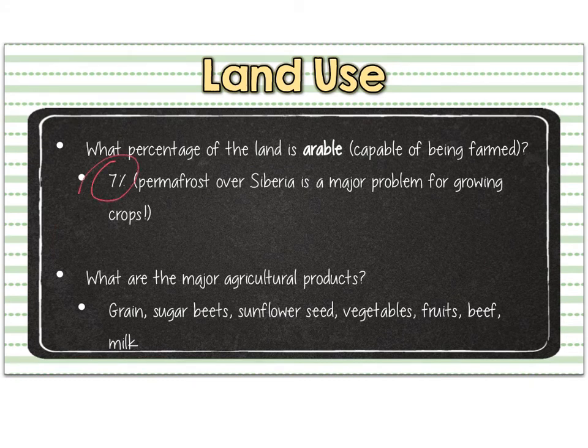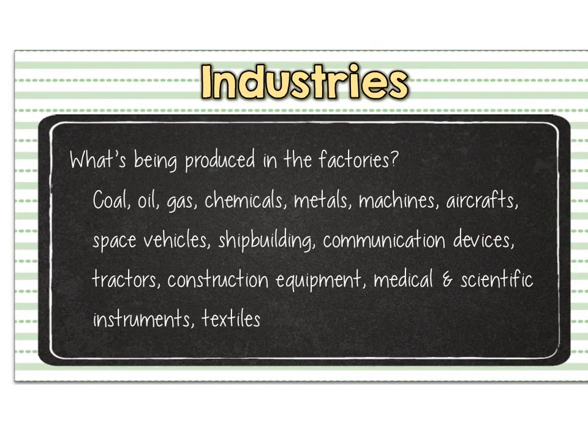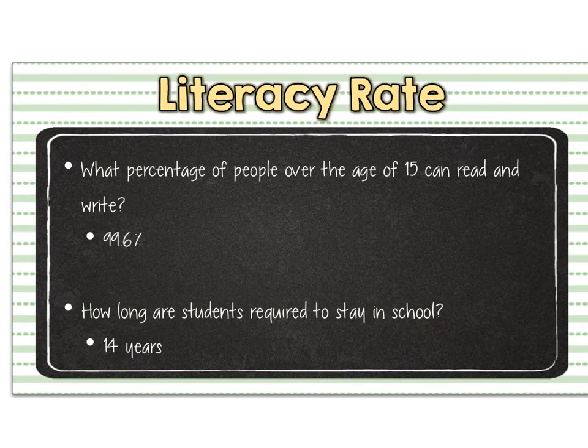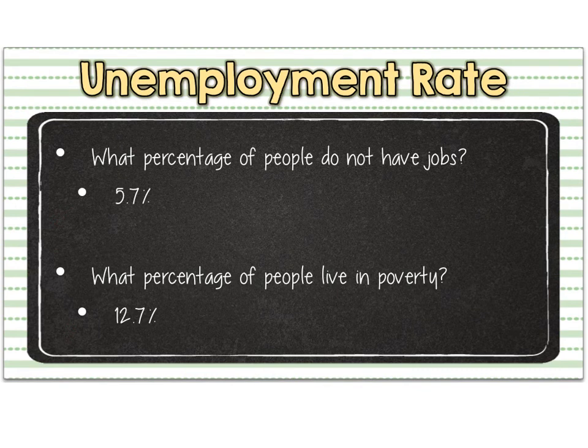7% of Russia's land is arable. Under industries, write a few of these things that are being produced in Russia's factories. Russia has a 99.6% literacy rate. That's the percentage of people over the age of 15 who can read and write. Their students are required to stay in school for 14 years. In the unemployment section of your notes, I want you to write 5.7%. These are the percentage of people who do not have jobs.